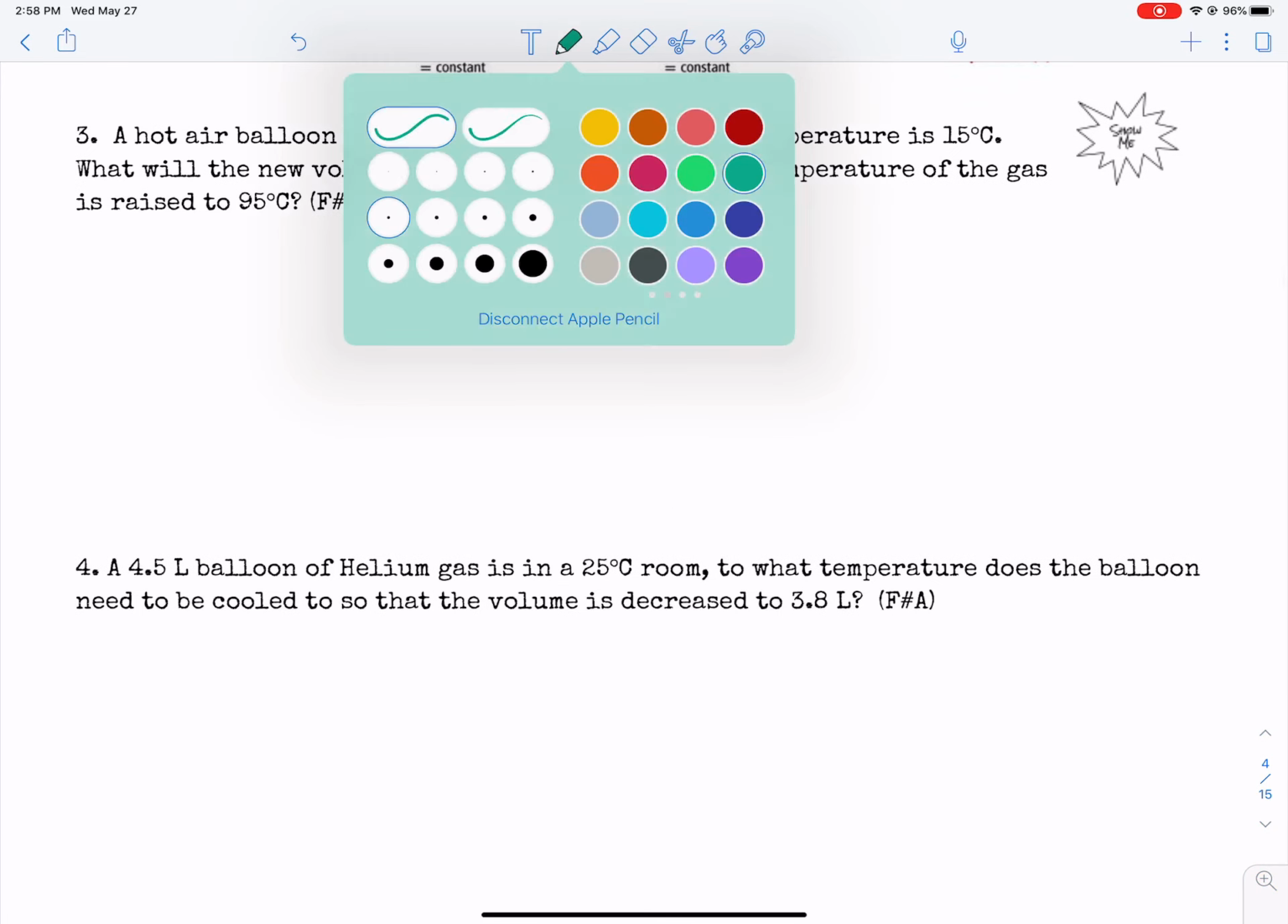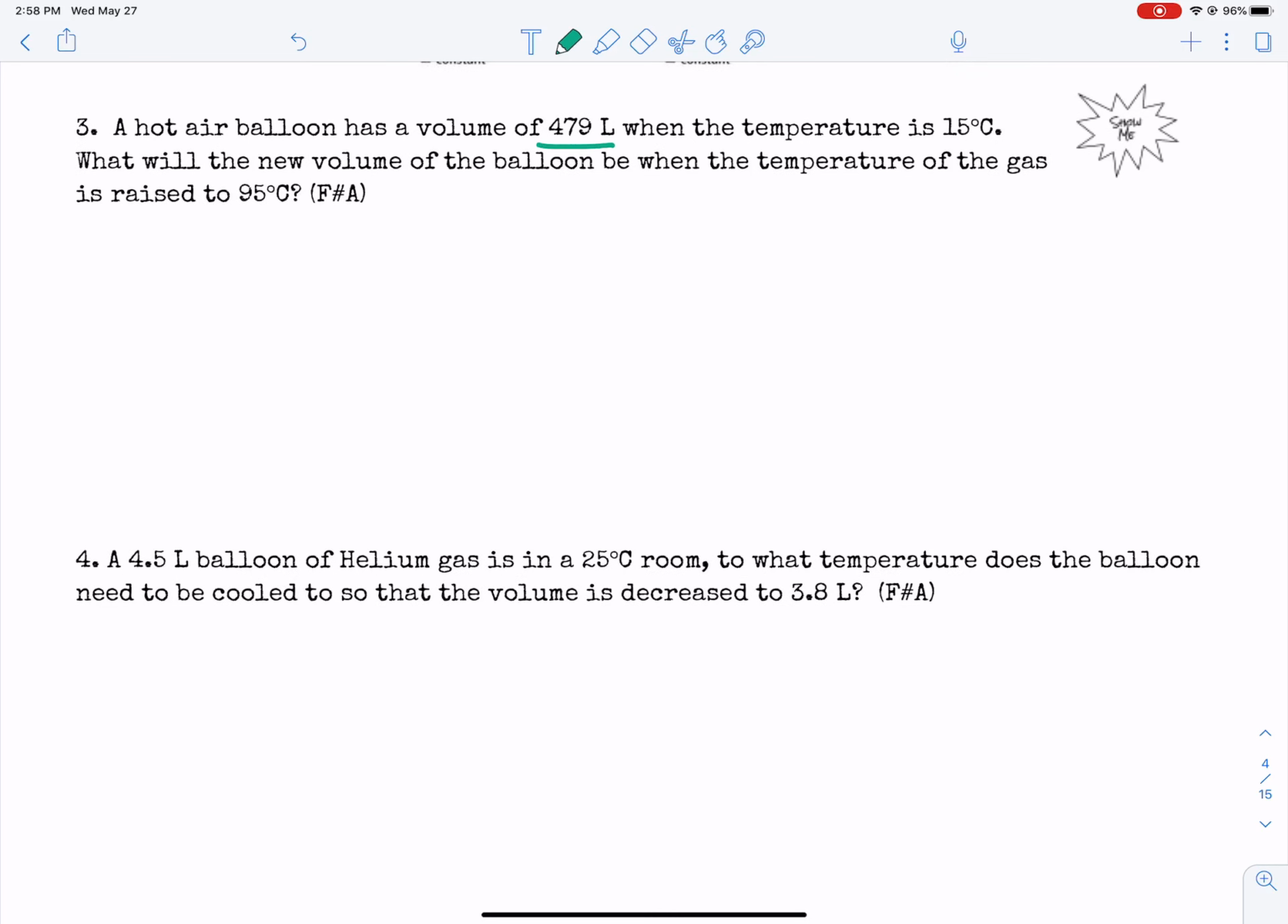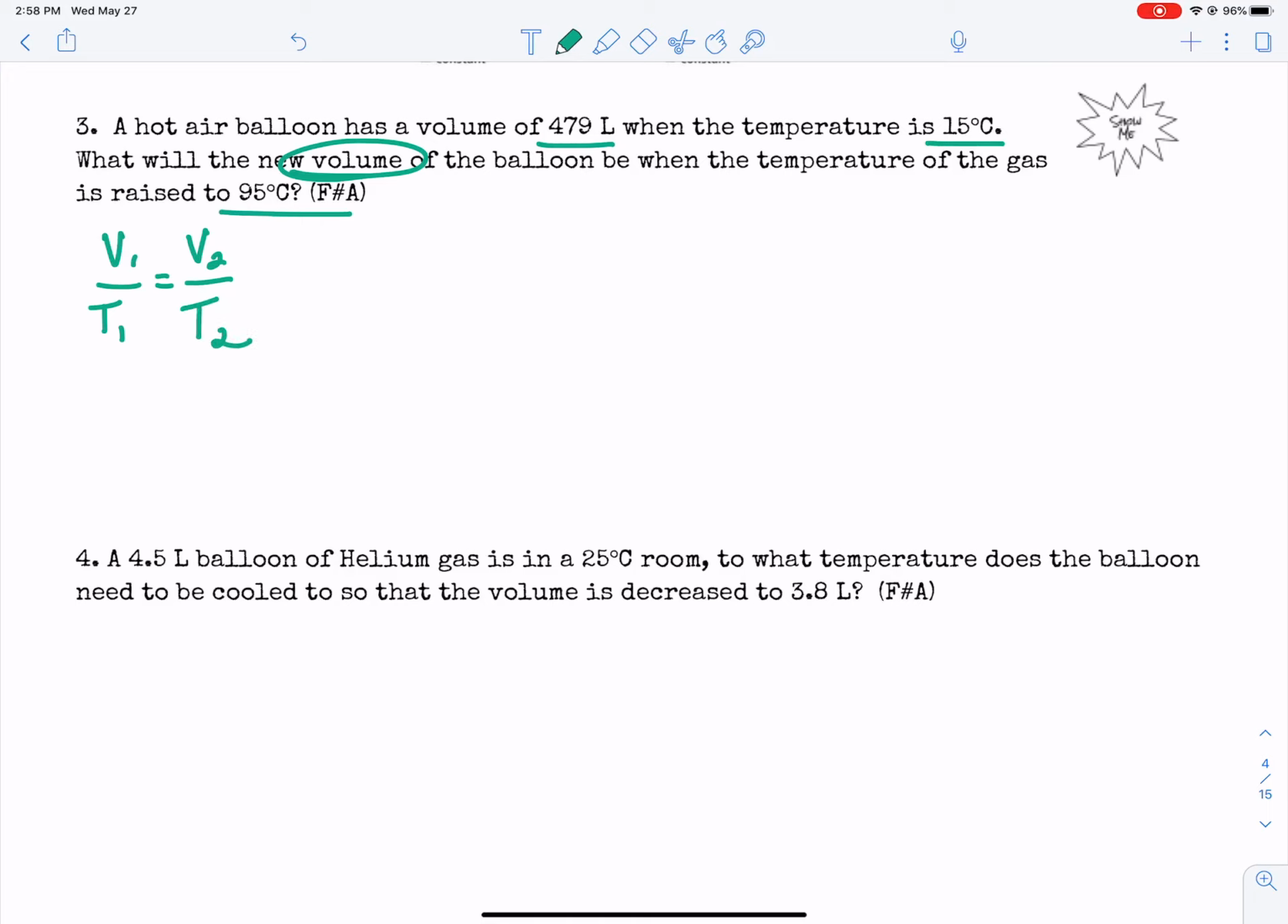So in question 3, a hot air balloon has a volume of 479 liters when the temperature is 15 degrees Celsius. What will the new volume of the balloon be when the temperature of the gas is raised to 95? Okay, so first thing we're going to do is rewrite the formula. V1 over T1 equals V2 over T2. The second thing that we're going to do is change those temperatures to Kelvin. So I often do this over on the side. 15 plus 273 equals 288. And 95 plus 273 equals 368.